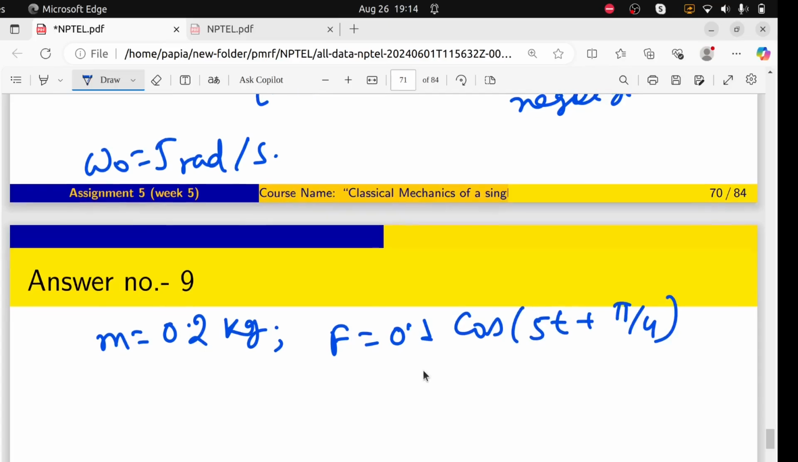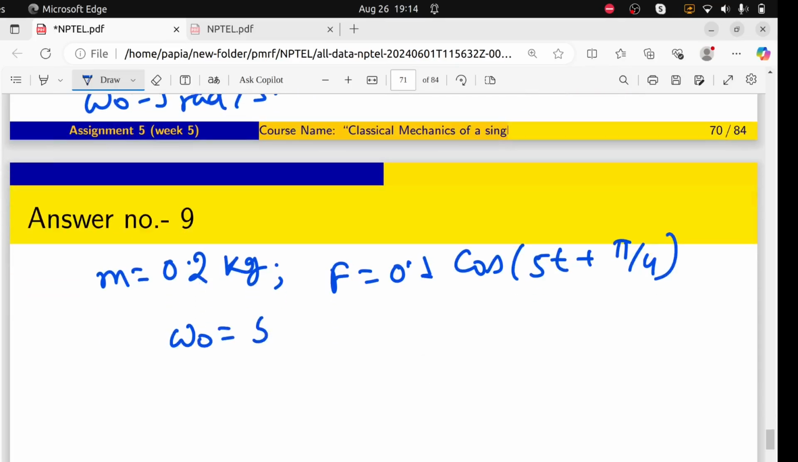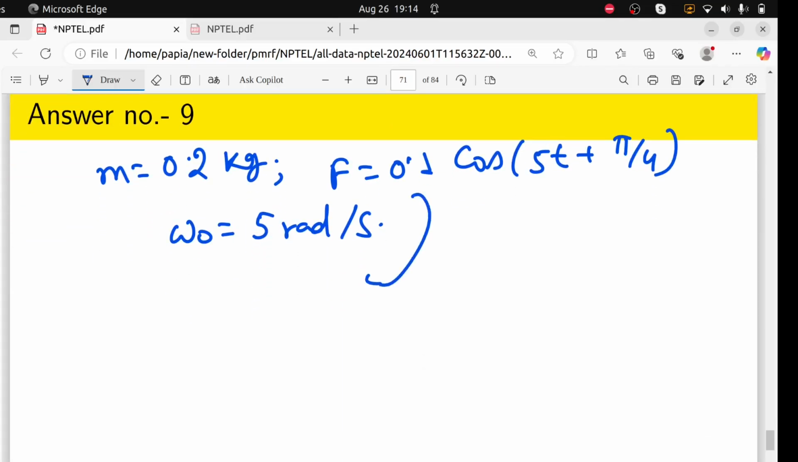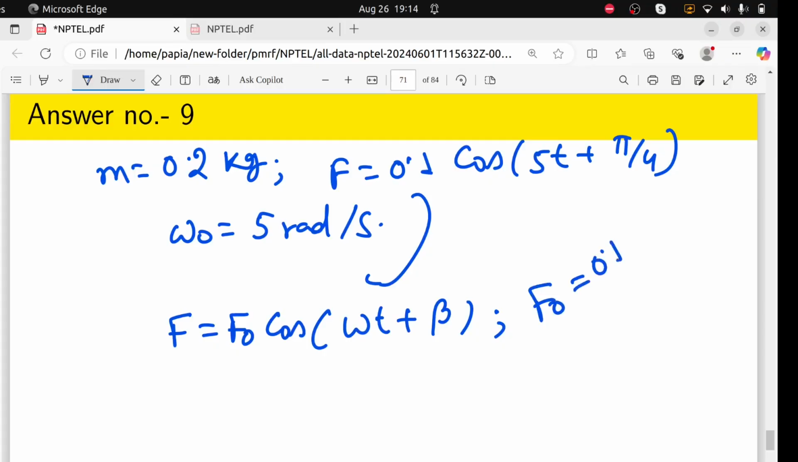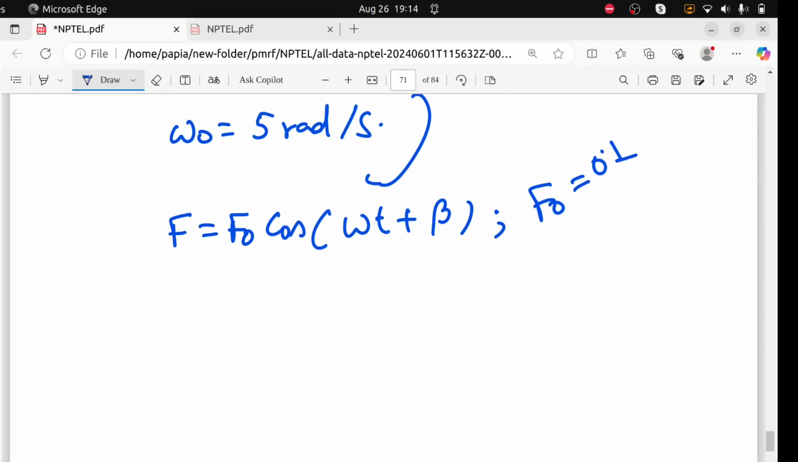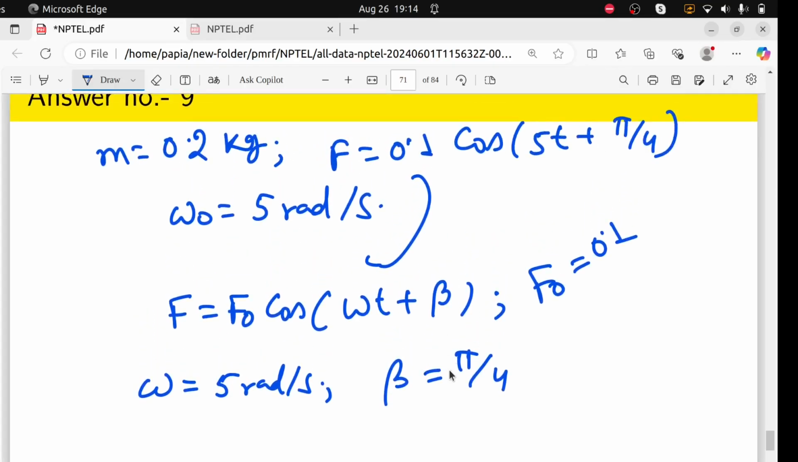This is given. And in this case, you can see this is a forced harmonic oscillator equation. So here I can write it like F0 cos(omega t + beta), and this is omega 0. But from this question, F0 is 0.1 with proper unit, omega is 5 radian per second, and beta is pi by 4. Now, if we compare these two equations, omega is 5 and beta is pi by 4.